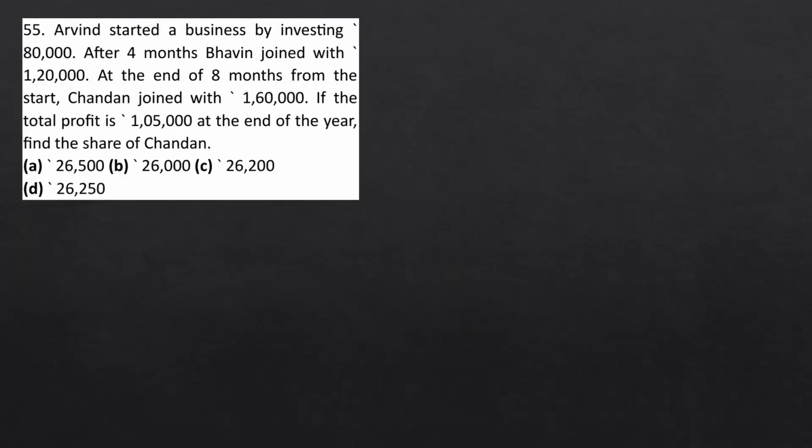Arvind started a business by investing 80,000. After 4 months, Bhavani joined with an investment of 1,20,000. At the end of 8 months from the start, Chandan joined with 1,60,000. If the total profit is 105,000 at the end of the year, find the share of Chandan.